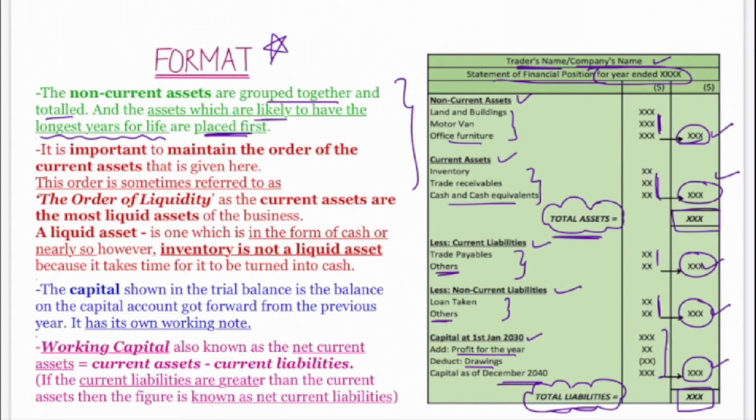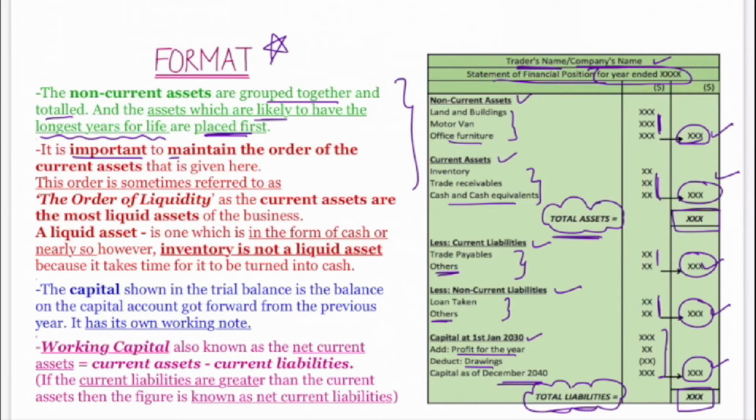It is not compulsorily important to have this in that order only, but it is nice to have that. They may see or they may not see, but it is not a very big compulsion or they may cut your marks with this. Next point, it is important to maintain the order of the current assets. Now this is important. So the order is inventory, trade receivables, and cash equivalent.